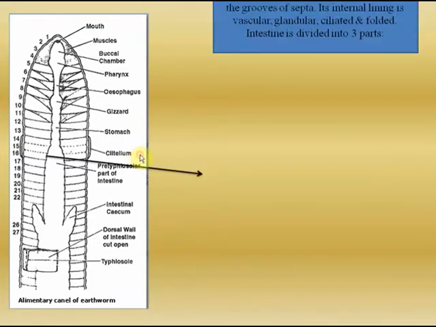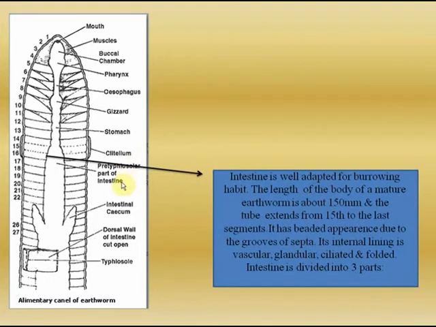Next one is intestine. It is a wide, thin walled tube that runs from 15th segment to anal segment. It has three parts.